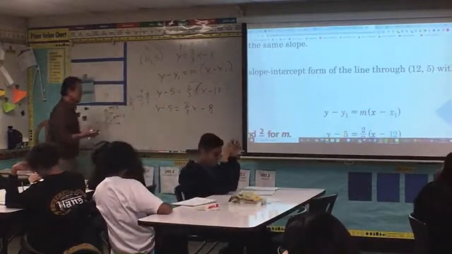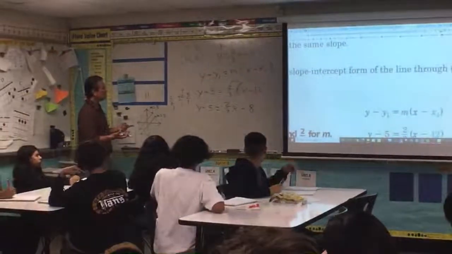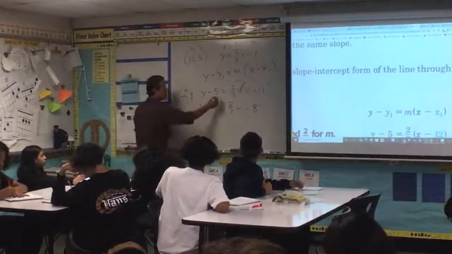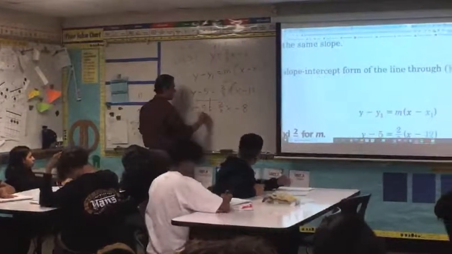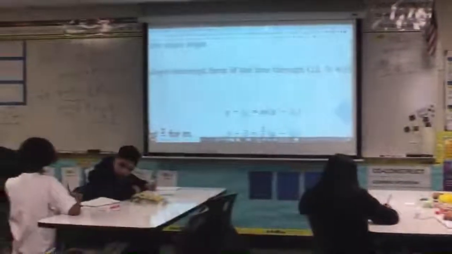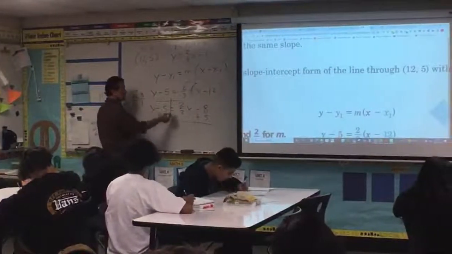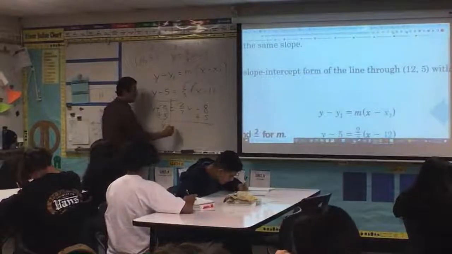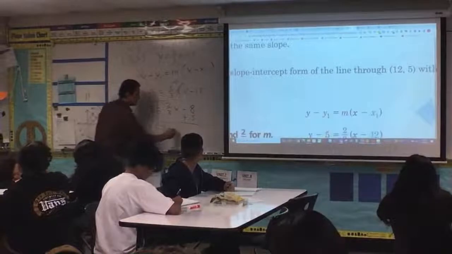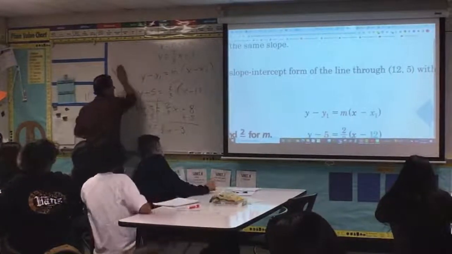Okay, we get this, but it still doesn't look right to me. Something's wrong. Wait, it doesn't look like this. So what do we have to do, Hugo? Add 5 to both sides. Christian, what is 5 minus 5? 0. Good, we get y is equal to 2/3 x. And Christian, what is negative 8 plus 5? Negative 3.